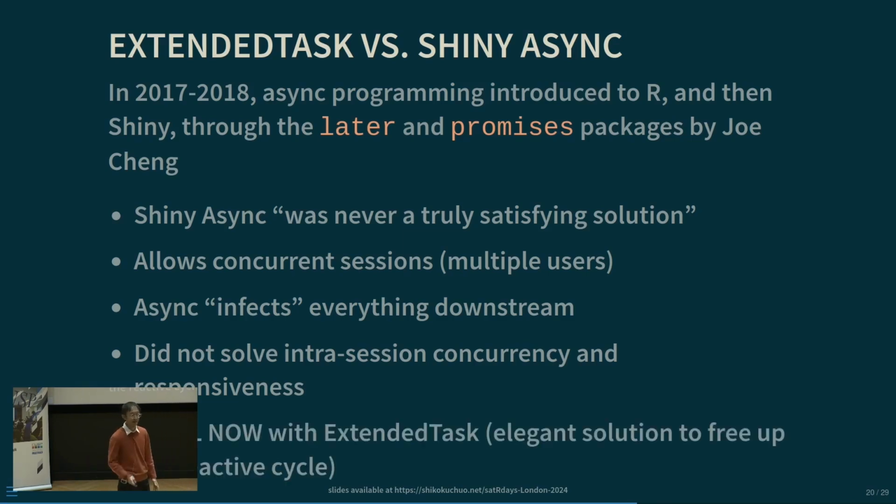Until now, that is. With the latest feature on the latest release of Shiny, Joe implemented ExtendedTask. And that's a very elegant solution that frees up this reactive cycle. And the way he does that is that he makes every Shiny object aware that something could be an extended task. So that means an output that depends on an extended task will know, OK, don't wait for it to finish. Just update when it's finished.